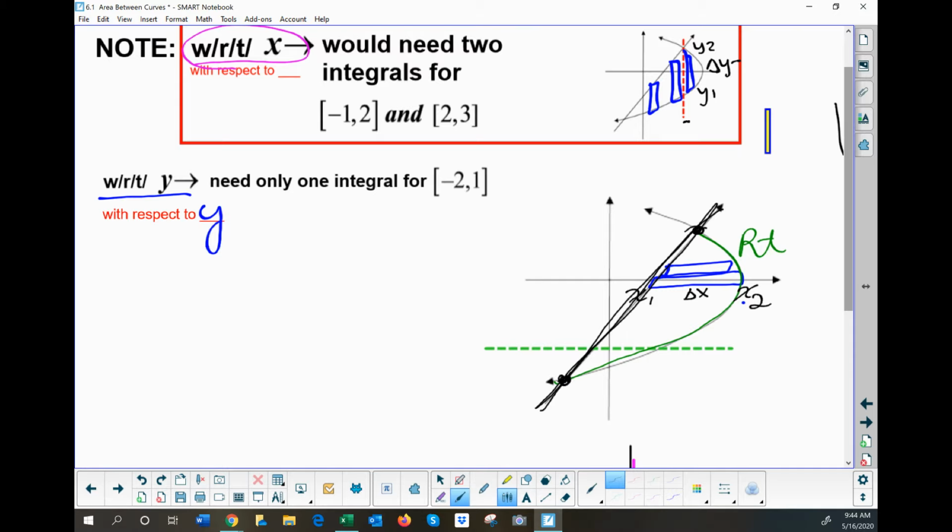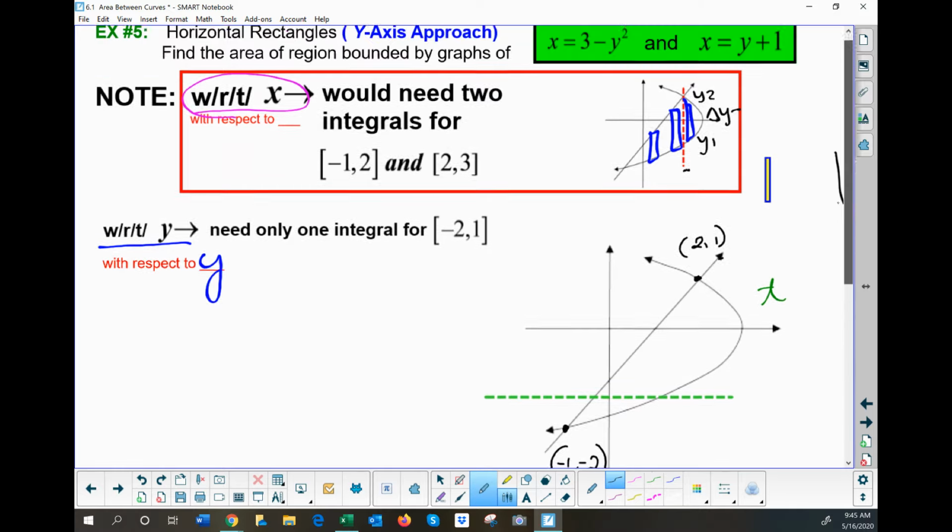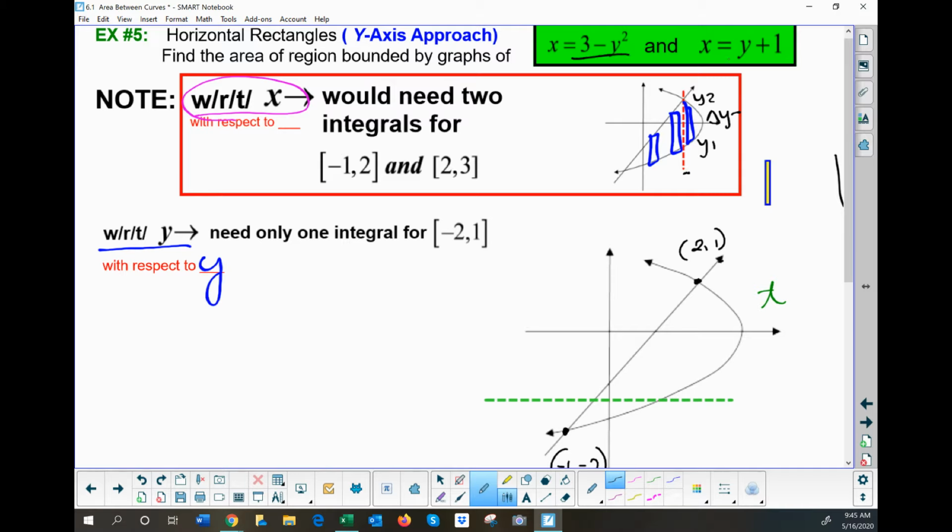I'm just going to go ahead and get rid of a little bit of this work here. This point here is the point (-1, -2). This point here is (2, 1). And we certainly could have set these two equal and found the y values that are in common. All right, we have this.